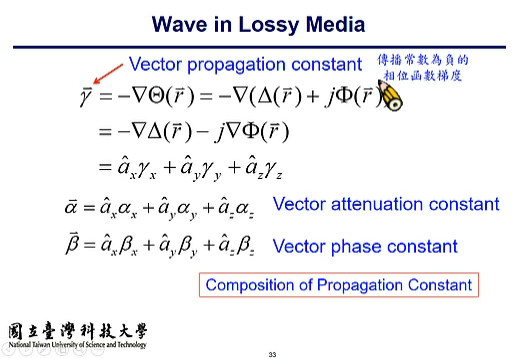This is kind of trivial. We just simply put it as the summation. Of course, gamma, the propagation constant, is a vector, so it can be written as the summation of its projection in the x, y, and z axes. And so there's the attenuation constant and the phase constant. So that's the composition of the propagation constant.